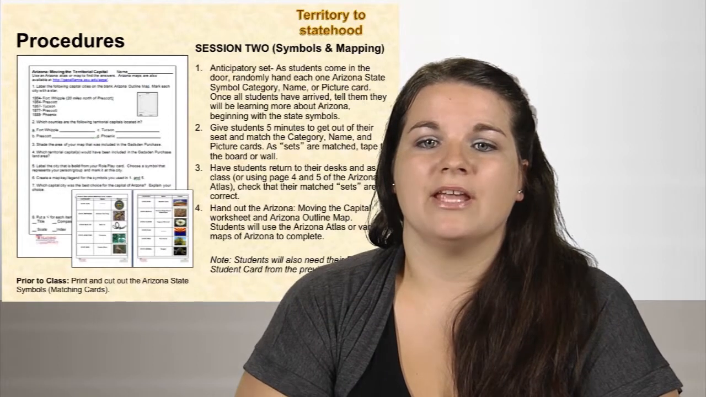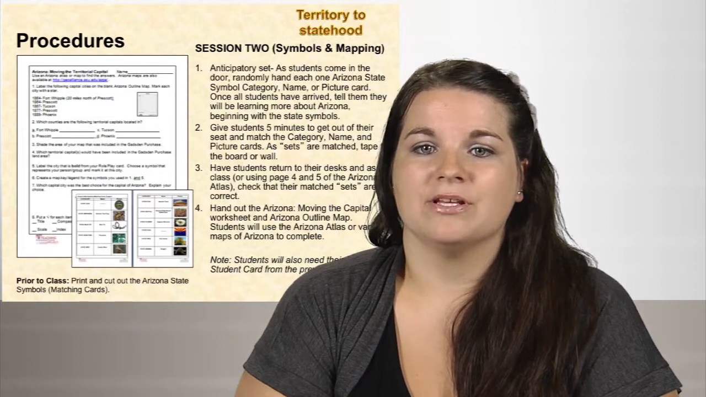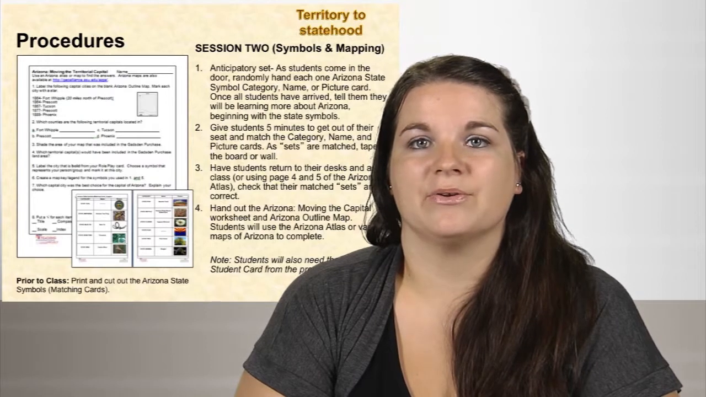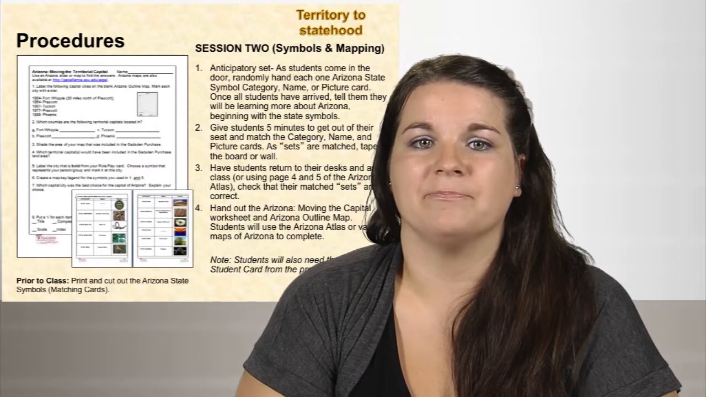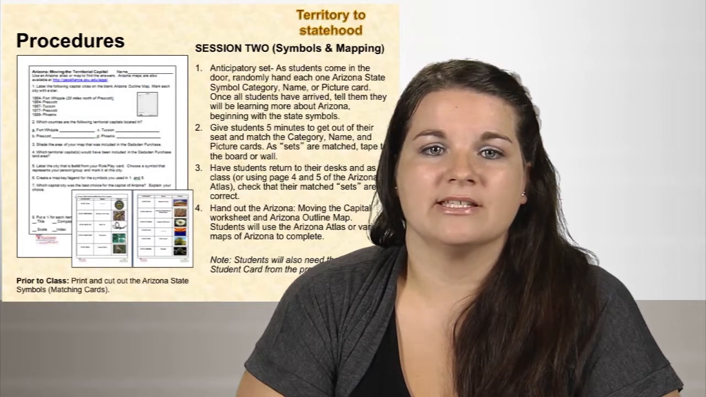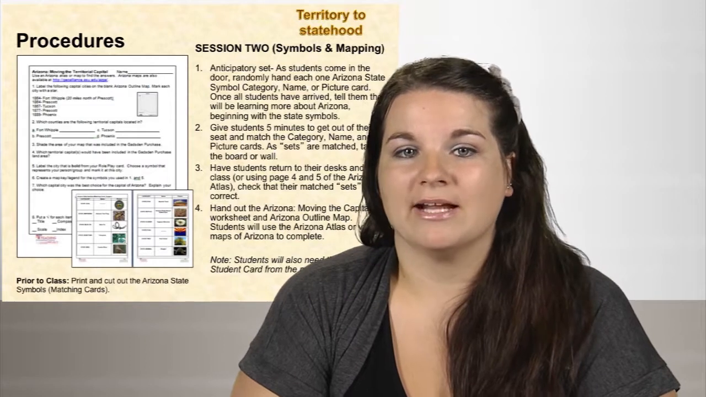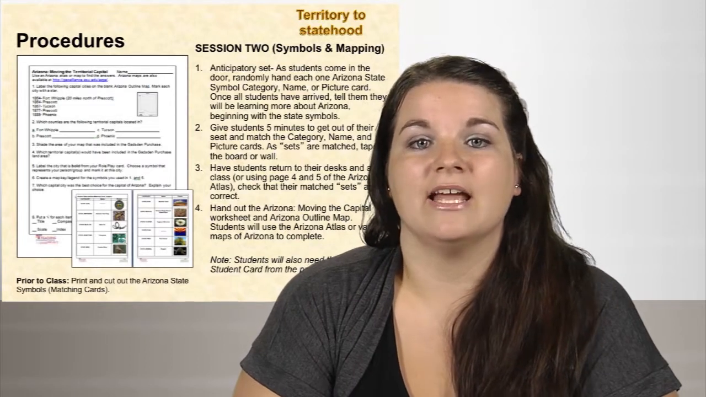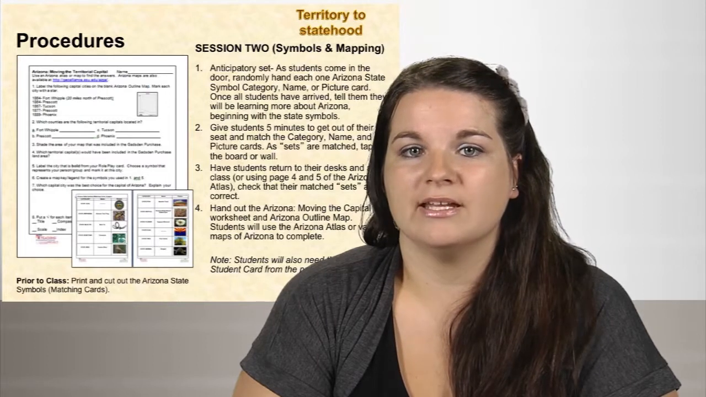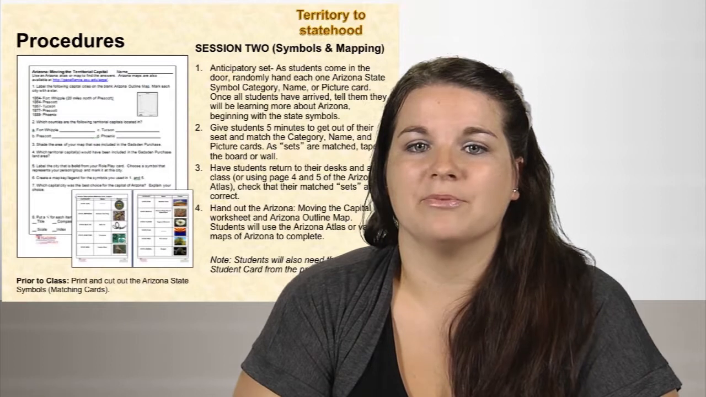Next, you're going to hand out the Arizona Moving to the Capital worksheet and Arizona outline map. Students will use the Arizona Atlas or whatever maps of Arizona that you have provided to them at this time. Within the worksheet, they'll be looking at the different capitals as it moved from Fort Whipple to Prescott to Tucson, back to Prescott again, and then finally to Phoenix. They will answer some questions about what counties those are located in, and some different questions related to the movement of that capital.